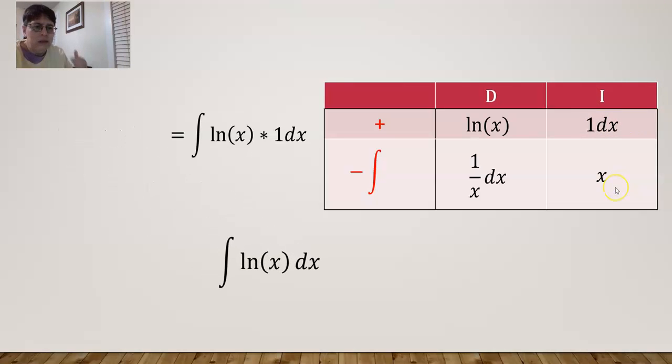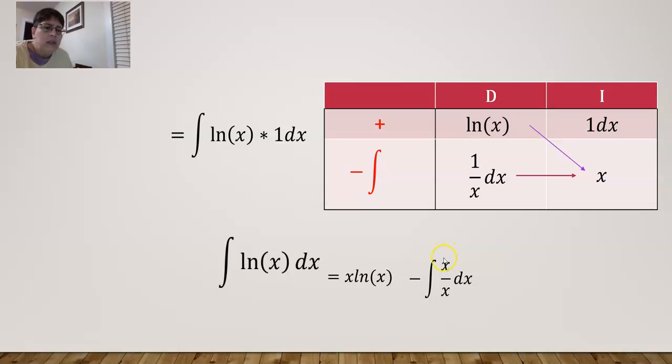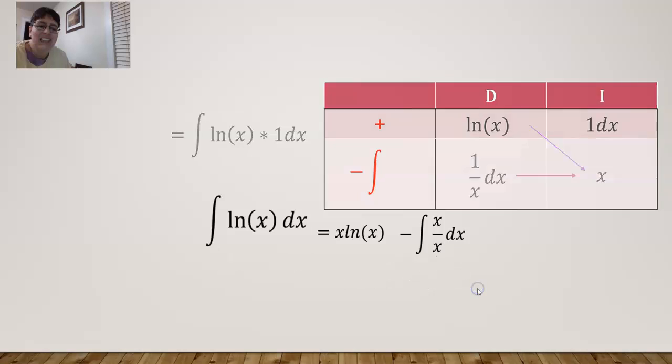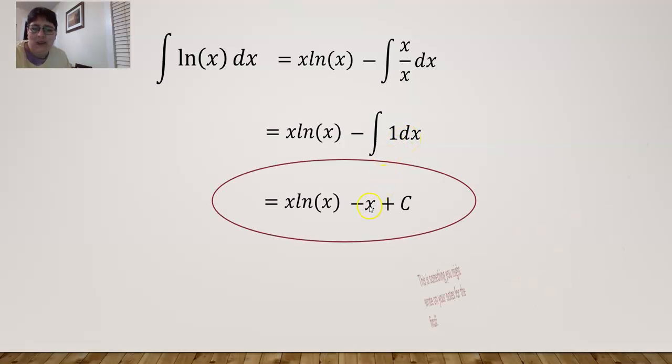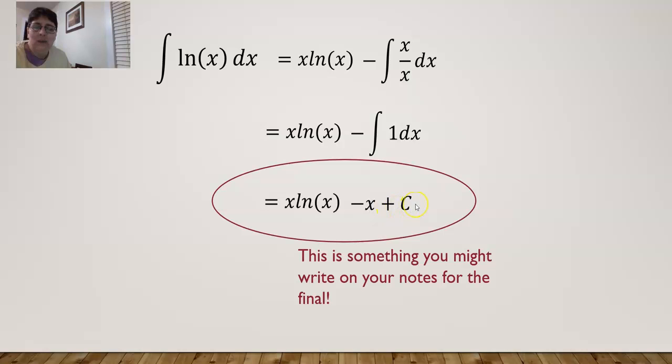And we go to use integration by parts. Multiplication, we get x natural log of x. Then we subtract the integration of x divided by x dx, which is basically the integration of 1 dx, or negative x, plus c.